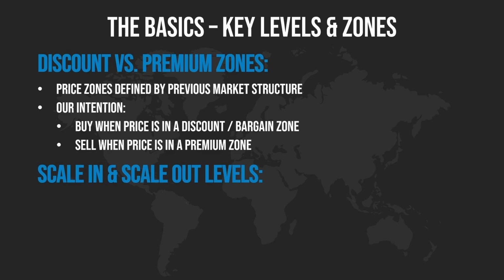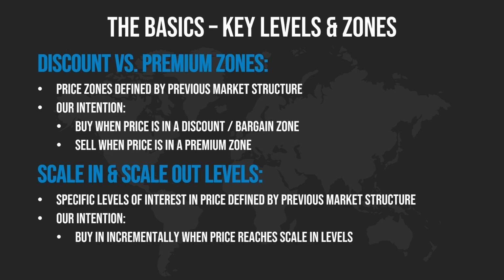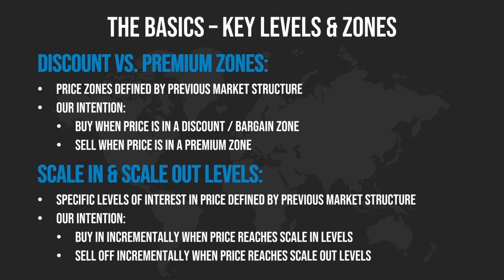Now there's also scaling in and scaling out levels. These are specific levels of interest in price that are defined by previous market structure. A lot of these areas are defined by either areas of liquidity, where there's equal highs, equal lows, or areas of fair value gaps, imbalances in price, or even order blocks. These are specific areas in price that we're going to key off of to make decisions once price reaches those areas. So our intention for these is to either buy in incrementally or sell off incrementally once price reaches these levels in our charts.